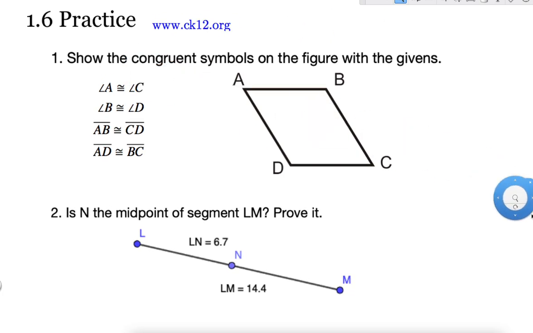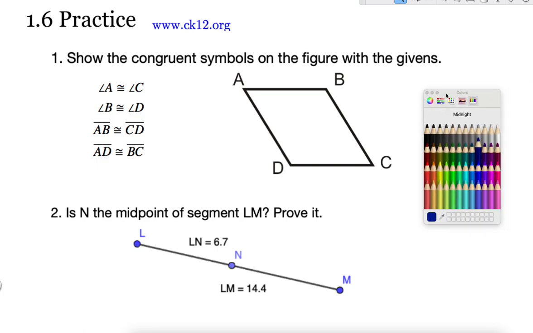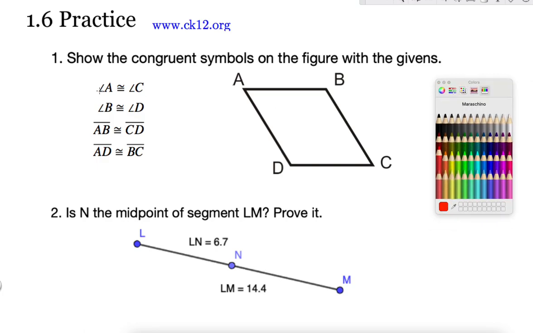Number one, show the congruent symbols on the figure with the givens. Well, we've got angle A is congruent to angle C, so I can show my arc symbol congruence just like that. I got angle B is congruent to angle D. So this is a different pair, so we'll use double hash marks to indicate this pair of congruency. Segment AB is congruent to segment CD. So this line segment is congruent to that one. We'll do singles, and then the last pair, segment AD, is congruent to BC. That's perfect. That's exactly what I'm looking for right there.